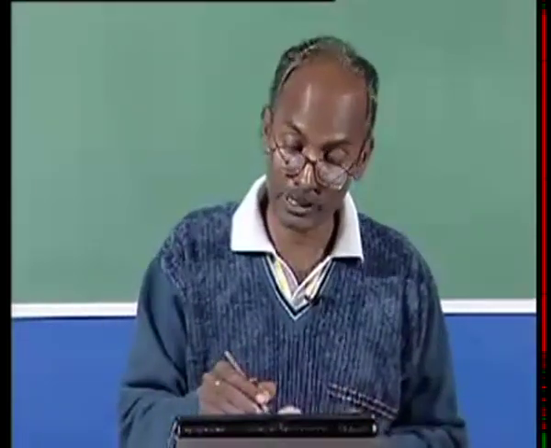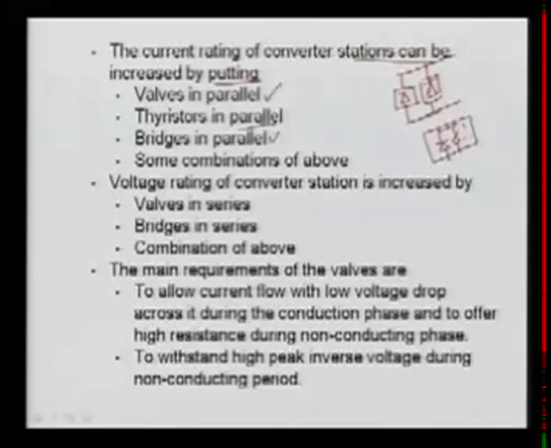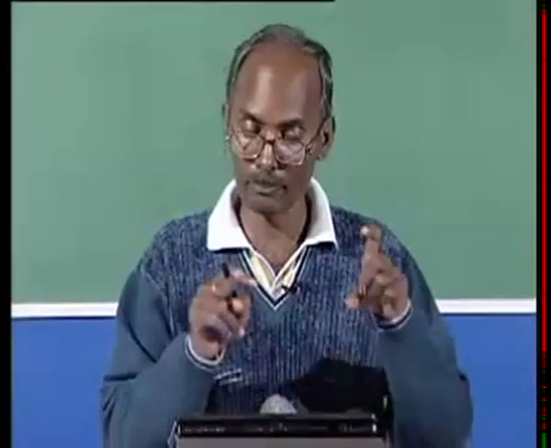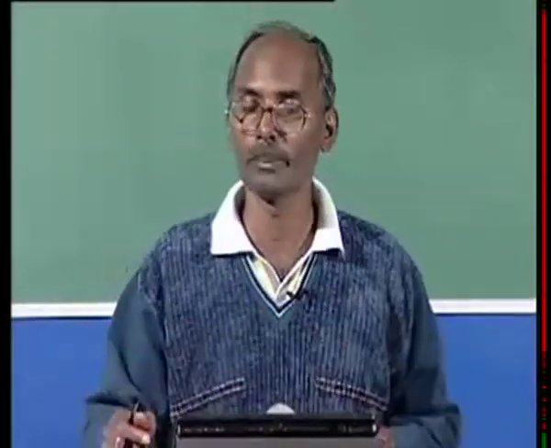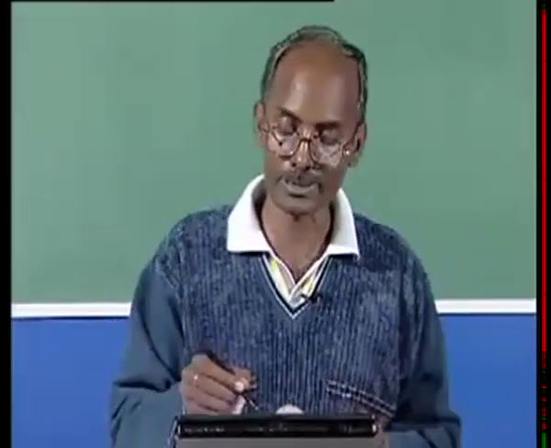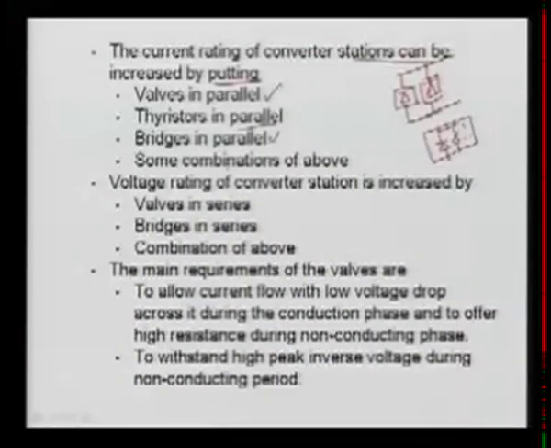Sometimes bridges are also in parallel, with 6 valves in one bridge, so we can have two bridge converters in parallel to increase the current rating. Sometimes a combination of all three is also possible. So for current rating enhancement, we go for parallel connection. The voltage rating of the converter station can be increased by valves in series, bridges in series, or thyristors in series, or a combination of the above.